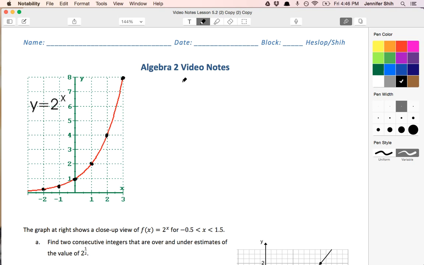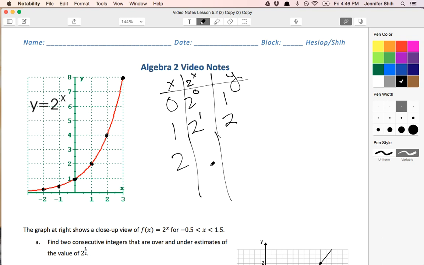While we're here, we're going to make a table of values. We have x, and then 2^x, which gives us a y value. If my x value is 0, I plug in 0 for x, and y is 1. If I plug in 1 for x, then y is 2. Then 2 squared is 4, and 2 cubed is 8.